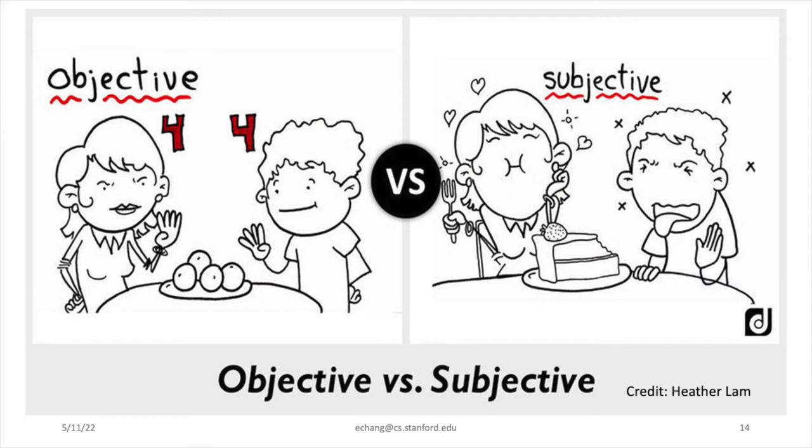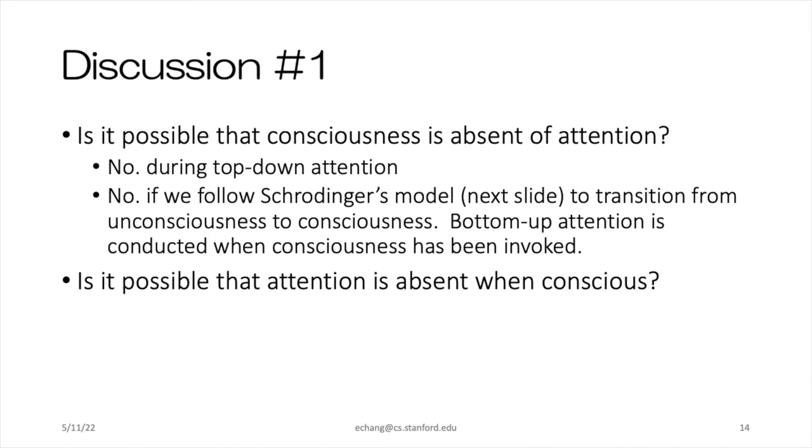Okay. So with discussion one, is it possible that consciousness is absent of attention? So we are in a consciousness state, but there's no attention whatsoever. I pretty much already gave the answer, but it's still debatable. If you look at articles in psychiatry, what's the difference between consciousness and attention? They have done lots of experiments, looking at brain activities under different situations, and they're still not very conclusive. But in principle, people agree that for the top-down attention mechanism, we need to be in a consciousness state. But the bottom-up is debatable, because if you talk to psychiatrists, they have different ideas.